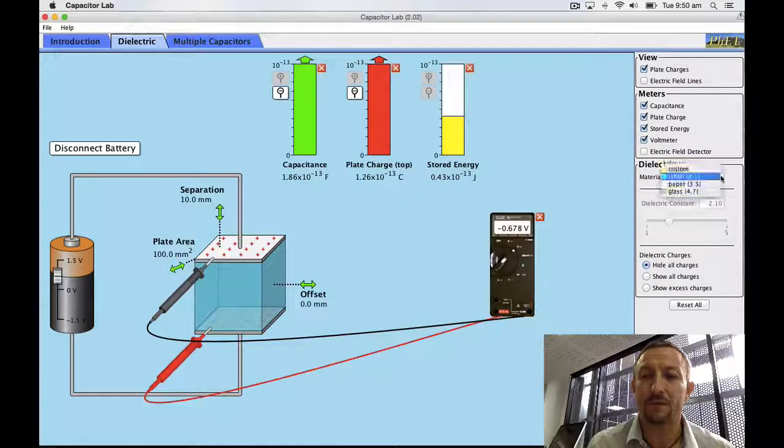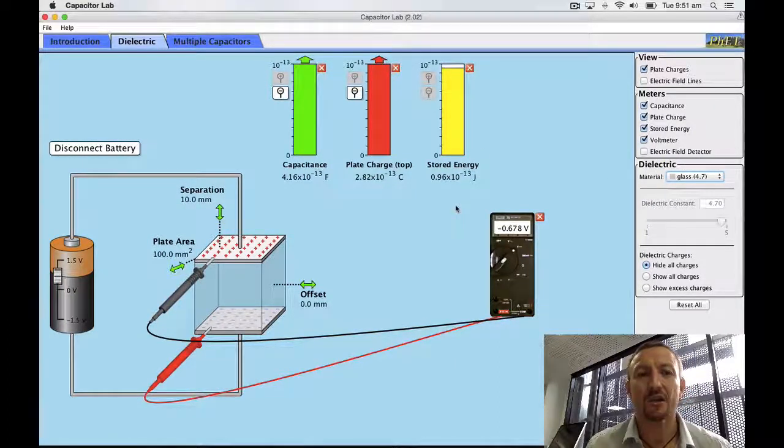Let's change that for paper. Now this has a dielectric constant of 3.5. So you can see that we're getting a lot more energy stored compared to our Teflon. Remember, Teflon, with a dielectric constant of 2.1, was 0.43 times 10 to the negative 13 joules at this point. Paper, dielectric constant of 3.5, jumps to 0.71. Let's try glass, which has a dielectric constant of 4.7, and you can see it goes up even more. So by changing to a different type of dielectric, that's going to increase or decrease the amount of energy that can be stored.